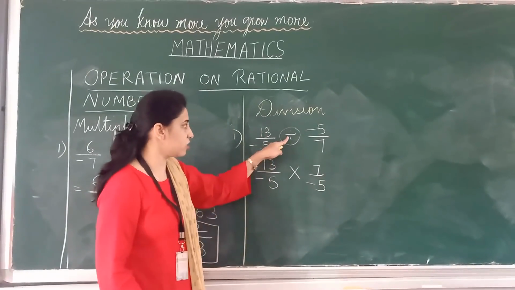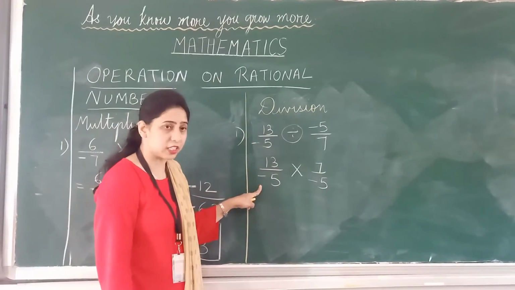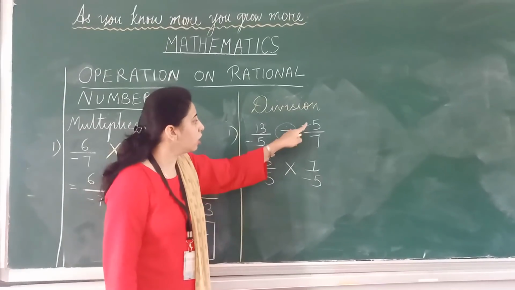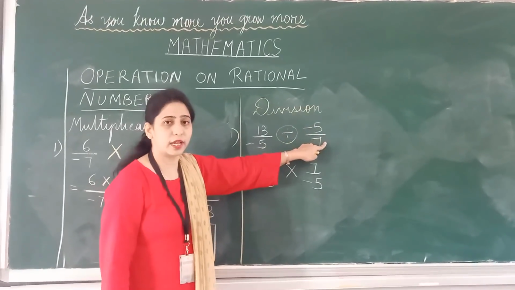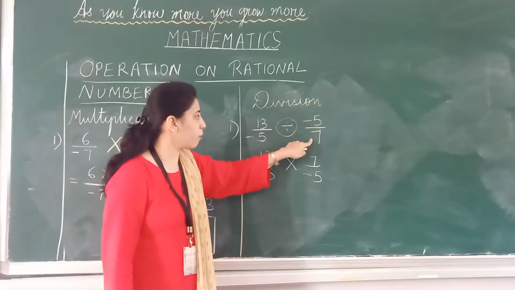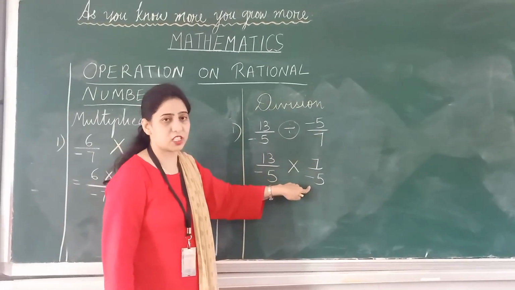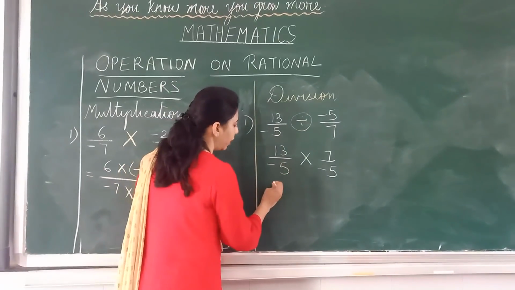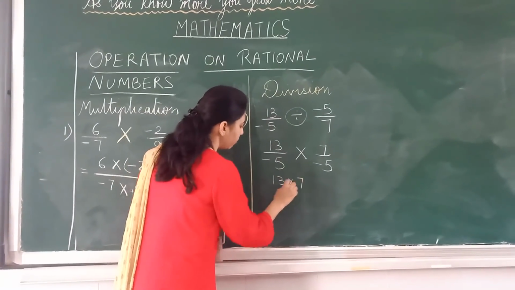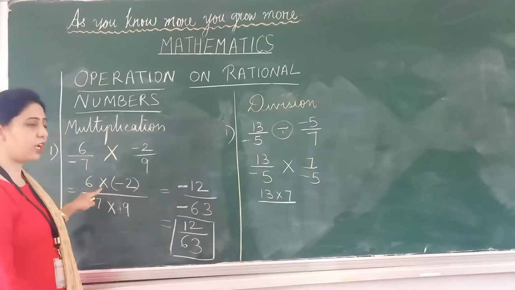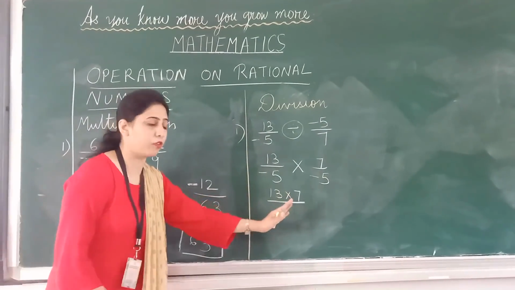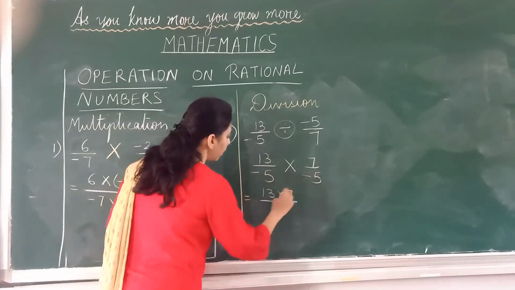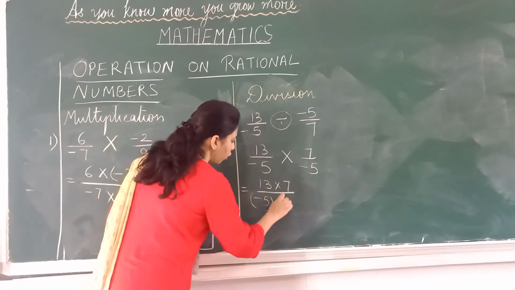What have I done? It is division. 13 upon minus 5 as it is. Division will become multiplication, and when we do multiplication, you have to always reciprocal the second rational number. Now minus 5 upon 7 will be 7 upon minus 5. This is the reciprocal of this. So now multiply 13 into 7, same concept now. Whatever we have learned from multiplication, you have to apply over here. So 13 into 7, numerator into numerator and denominator into denominator.